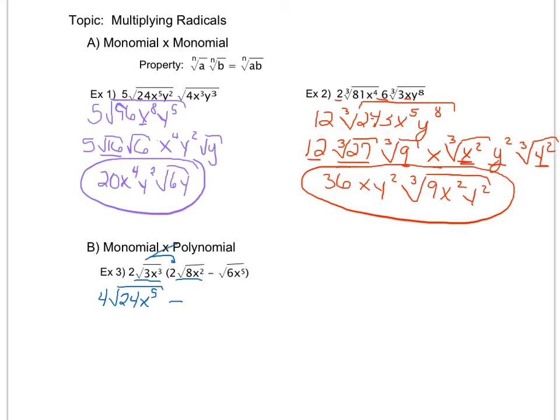Minus, again, I'm going to distribute to my back term, and I get 2 radical. 3 times 6 is 18x. Again, I add my exponents when I multiply same base to the 8th. Now I can simplify each of these terms. So I'll drop my 4 down. 24 I know is radical 4, radical 6. If I have x to the 5th and ask myself how many groups of 2 can I make since it's a square root, I can make 2 groups of 2, and I will have 1 left over.